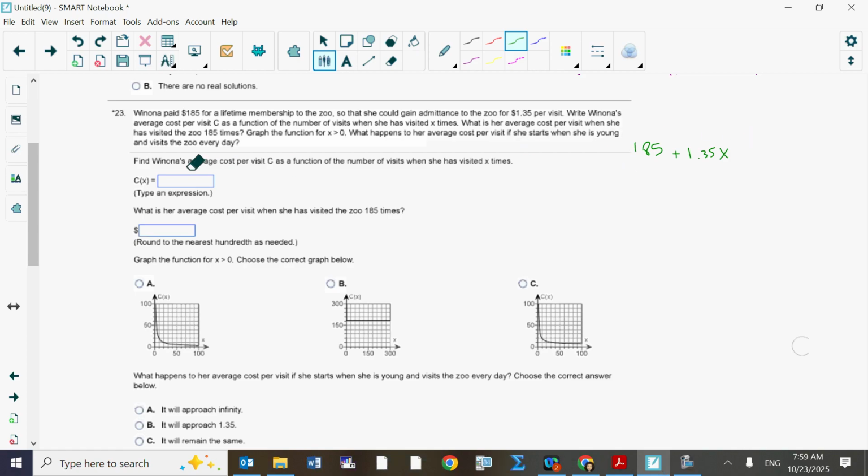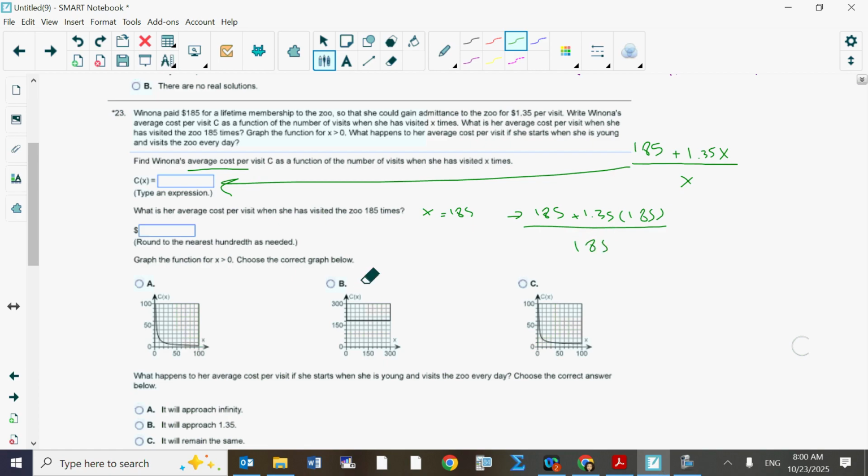Now it's asking what is the average cost, because she has visited the zoo x times, so you're going to divide it by the number of visits, which is x. This will be the formula that you need to write here. Now it's asking what is her average cost per visit when she visited the zoo 185 times. Well, in this case, x is 185, so just replace that in this equation. When you replace, it's going to be 185 plus 1.35 times 185, divided by 185. When you calculate, that's going to be equal to 2.35.